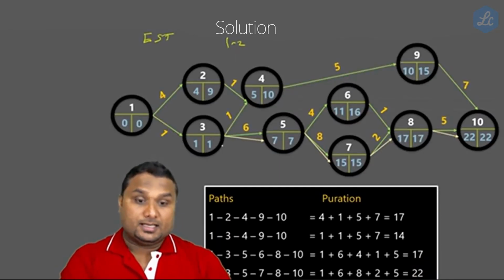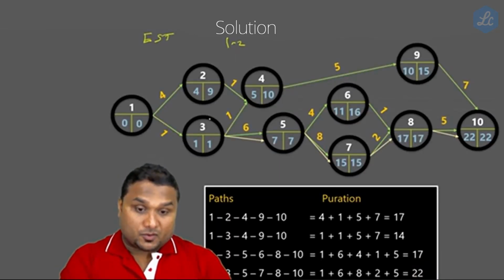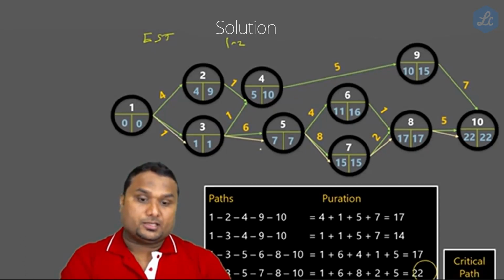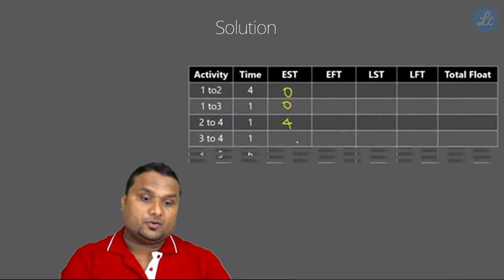Now, look at here. The starting point of 3 to 4 means it is starting from here. Now, take a look. It is 1, the value over here. So the starting point of 3 to 4 means it is 3. So the starting value of 3 is 1. So 3 to 4, it is 1.